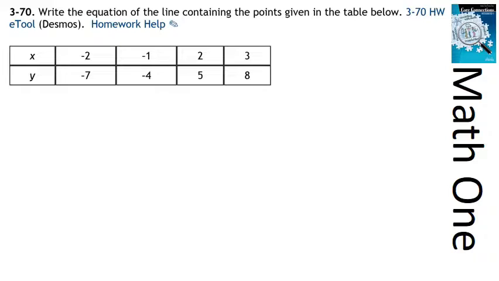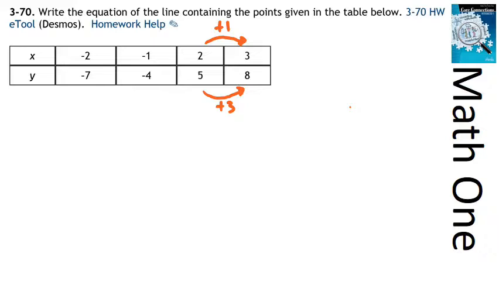Let's see, write the equation of the line containing the points given in the table below. So as I look at this, I can clearly see the change in y's and the change in x's. So for example, this y value right here increased by plus 3 units, and the corresponding change in x, it went from 2 to 3, so I've got a plus 1 change in x. And it turns out I didn't actually have to use that point.